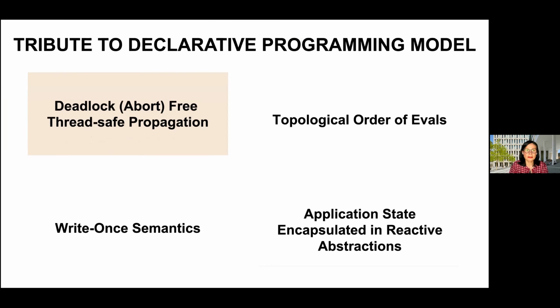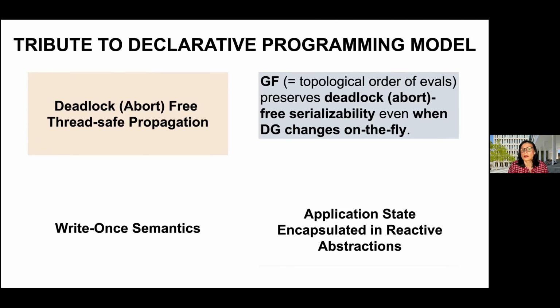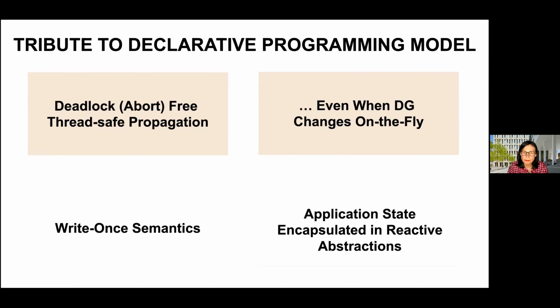So explicit dependencies give us deadlock-free thread-safe propagation. The topological order of the evaluation enables this strong property even if the dependency graph changes dynamically. So we do support changes of the dependency graph on the fly, which is important for the open dynamic world that I mentioned in the beginning.